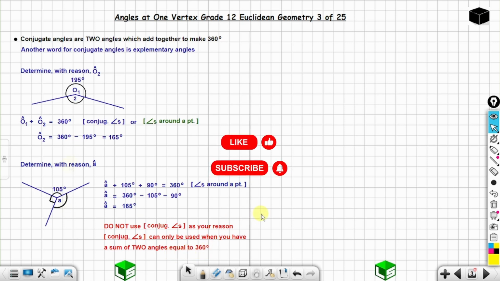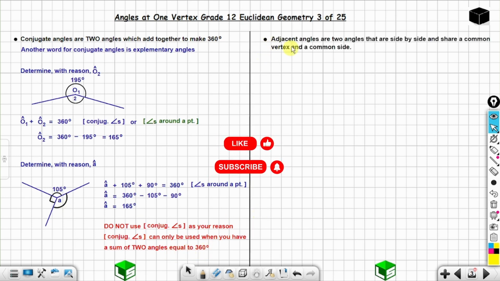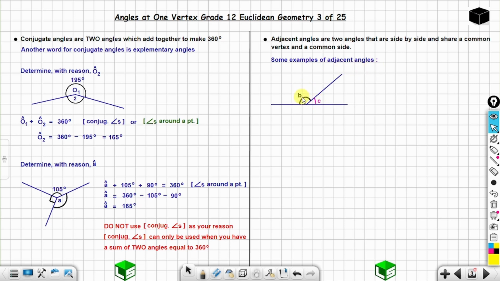Okay, let's move on. Now, adjacent angles are two angles that are side by side and share a common vertex and a common side. Some examples of adjacent angles: you have B and C. This is another example. So the angle B and the angle C are adjacent angles. In simple English, adjacent angles are angles that are next to each other.